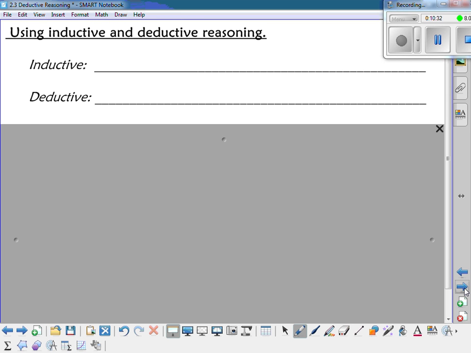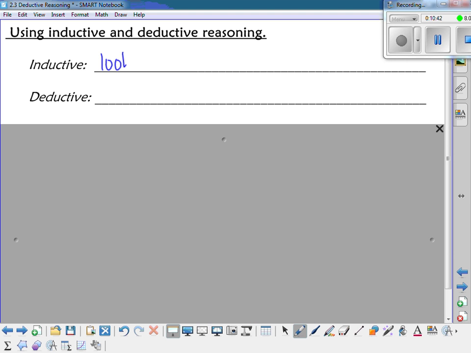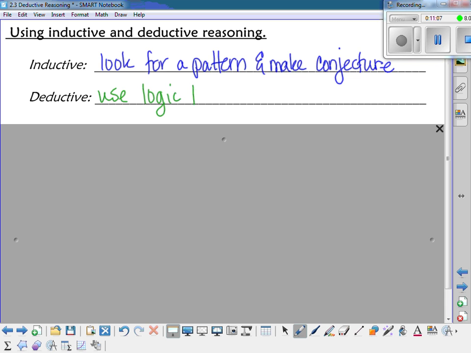Okay, so when we're using inductive and deductive reasoning, you want to keep straight which is which. So just to remember, inductive reasoning, you look for a pattern and make a conjecture. Whereas deductive reasoning, you use logic to draw a conclusion. Okay, and by logic, I mean facts, definitions, law of detachment, law of syllogism, and so on.